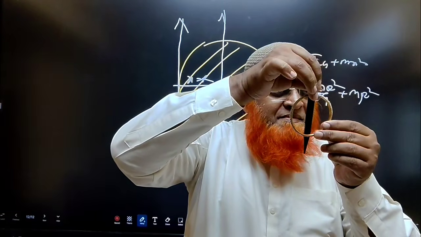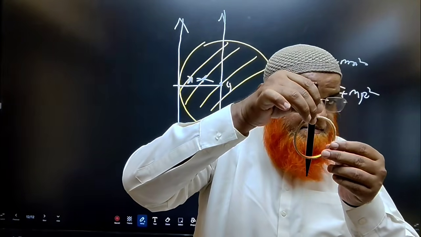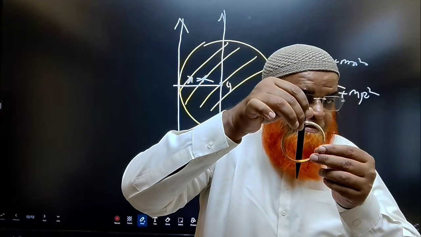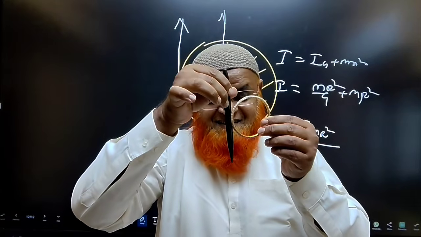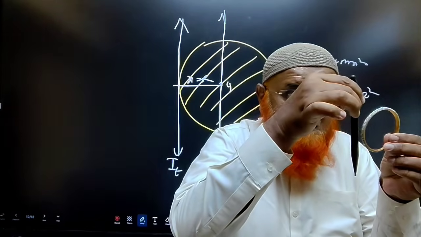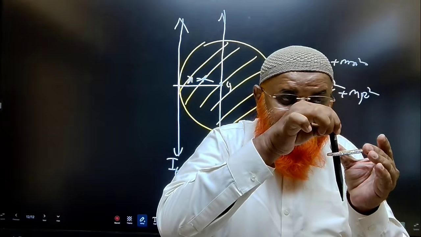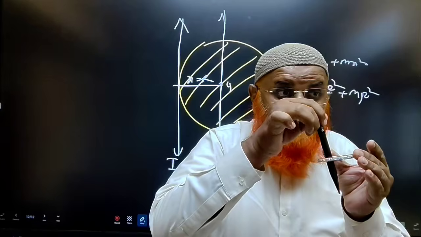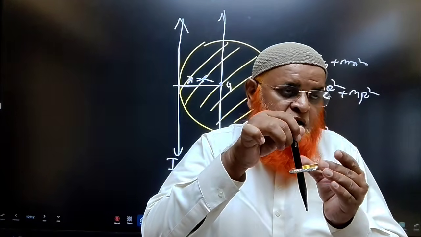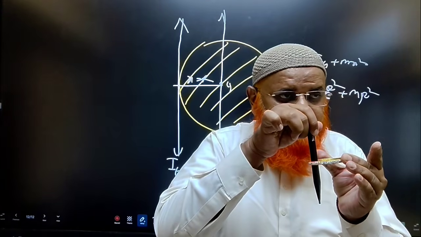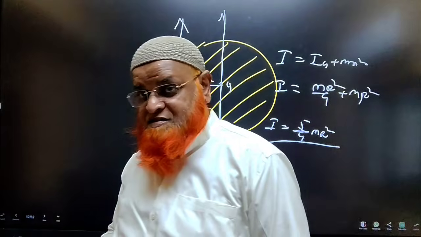For a ring along the diameter, Mr square by 2. For a disc along the tangent, 5 by 4. For a ring along the tangent, 3 by 2. For a disc along the edge, 3 by 2 Mr square. Very good. For a ring along the edge, 2 Mr square. So you should be very fast.